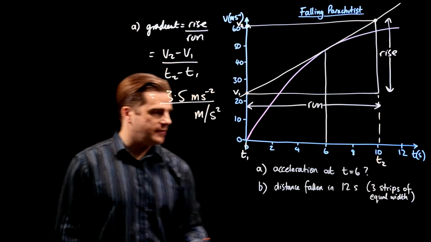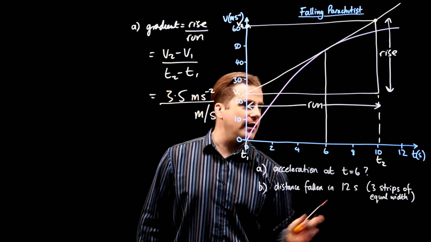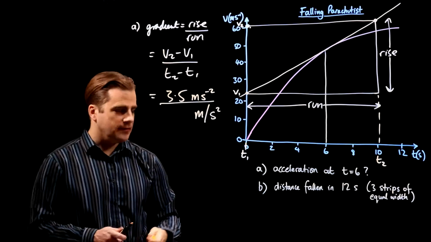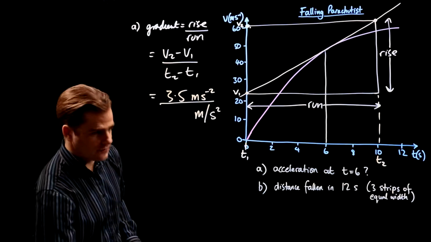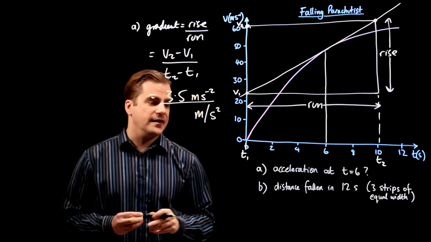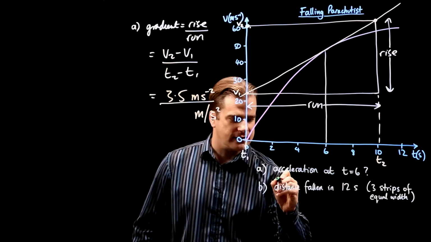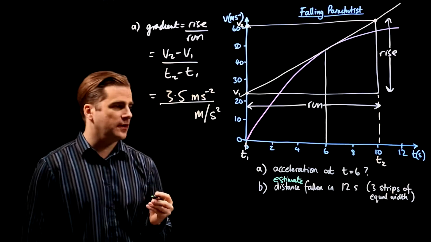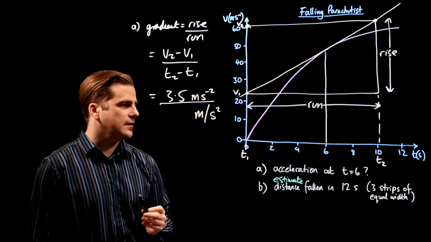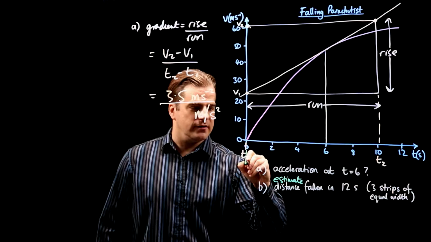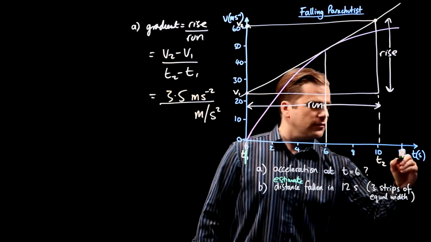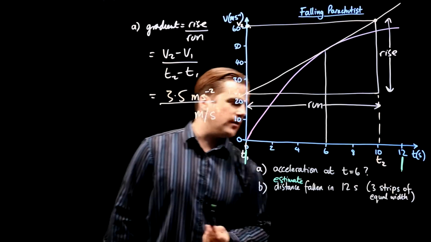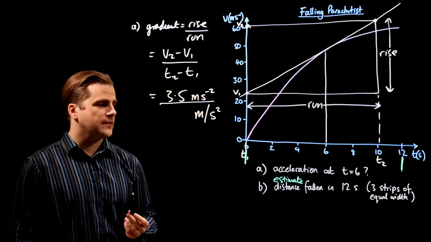Okay, next bit. Distance fallen in 12 seconds. Okay, I think I'll change colour for this. So we have to estimate, so that's an estimate, the distance fallen in the first 12 seconds. So from 0 to 12. And we're told to use 3 strips of equal width.